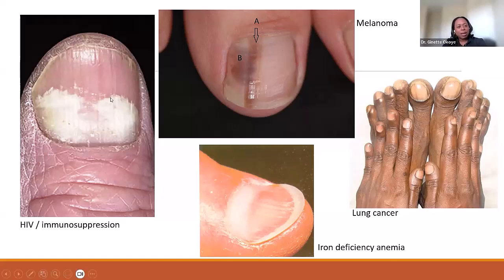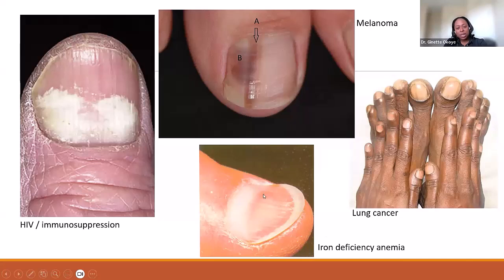If you see a white discoloration on the nail that's proximal to the proximal nail fold, think about immunosuppression, think about HIV. If you see brown discoloration of the nail that is greater than 3 millimeters, changing the nail plate itself, and especially if it's extending onto the skin behind the nail or in front of the nail, think melanoma. If you see clubbing, think something's going on in the lungs: lung cancer, COPD, pulmonary hypertension, bad actor here.